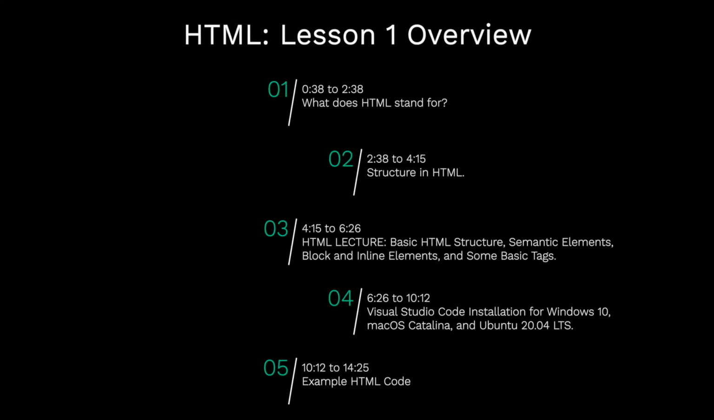This is an overview of Lesson 1. First, we'll go over what HTML stands for. Next, we're going to talk about the structure of HTML. Then, we'll go over the basic HTML structure, semantic elements, block elements, and some basic tags. After that, we'll install Visual Studio Code for Windows 10, macOS Catalina, and Ubuntu 20.04 LTS. Finally, we're going to go over some example code.